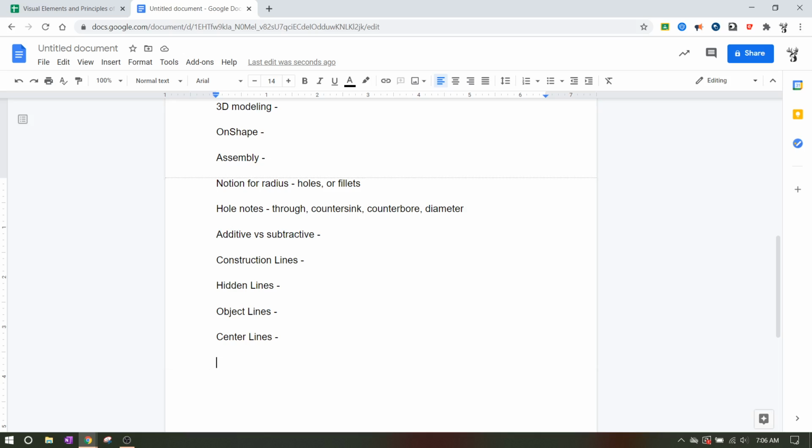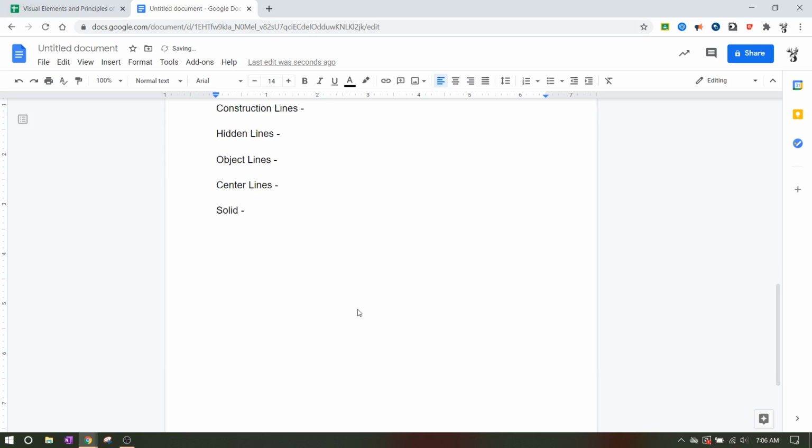Center line, object line. Okay, here we go. A three-dimensional object, we know that's called a solid. This is different from the physical science definition. So if you're dealing with a three-dimensional body or geometric figure, that is called a solid. That is not called a volume or anything like that. In engineering, we call it a solid.